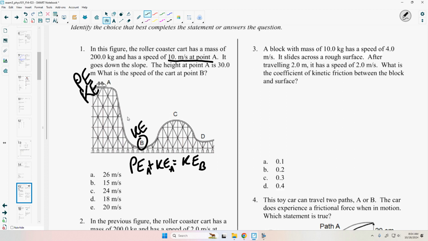I'm just going to go ahead and get rid of all the m's. I know that they cancel out. So that's going to be g times h, 10 times 30, plus 1/2 of v squared, that's 10 meters per second squared, equals 1/2 of v squared. Y'all see what I did? I didn't write the m's because I knew they were all going to cancel out here. It's 350. v is equal to the square root of 700. Is that 24, 26? I don't know what that is. 26.